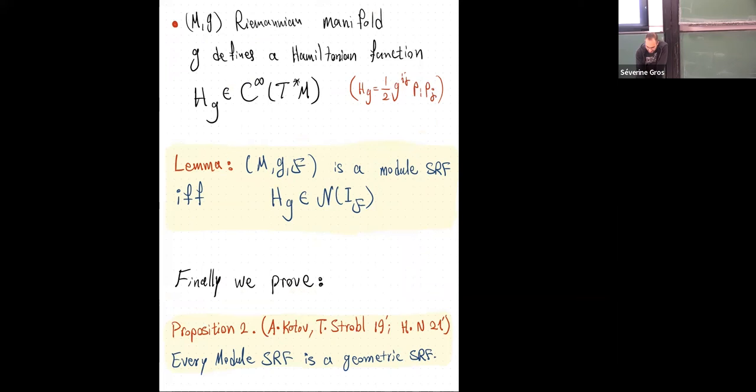if you have a Riemannian manifold, the Riemannian metric defines the Hamiltonian function Hg on the cotangent bundle. In local coordinates, it's given by 1/2 of Gij, the inverse of the metric, times Pi Pj. These are the fiber coordinates. This is a standard function of the metric. And now in this language, we can formulate module SRFs in a nicer way. We can say that MGF is a module SRF if and only if this Hamiltonian function HG lies inside the normalizer of IF.